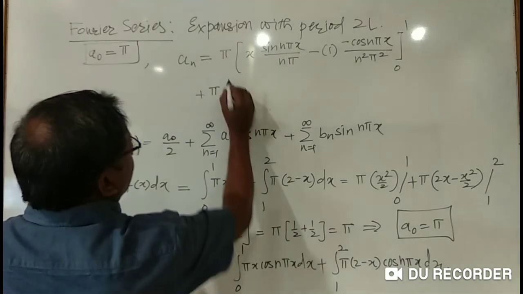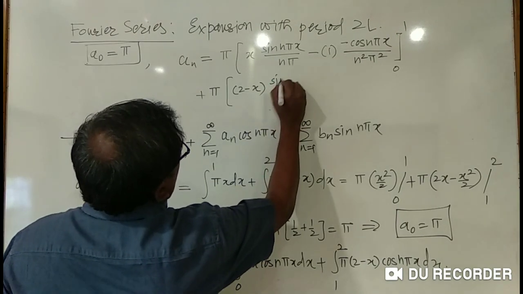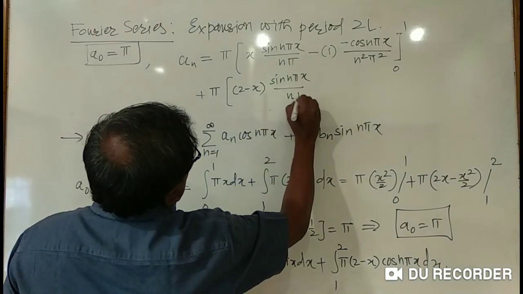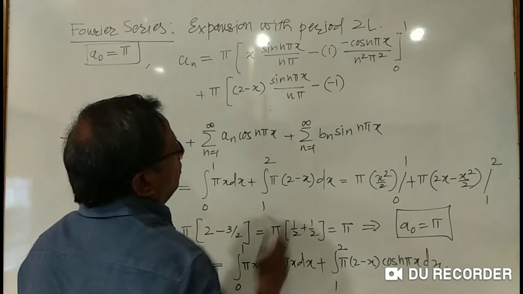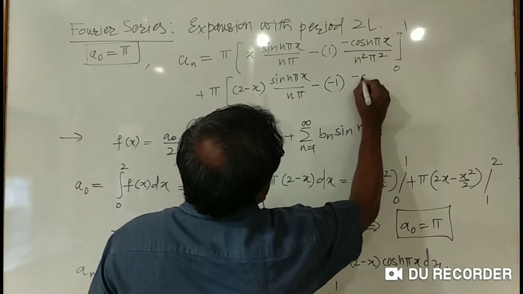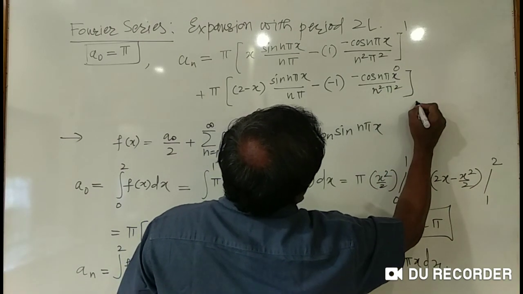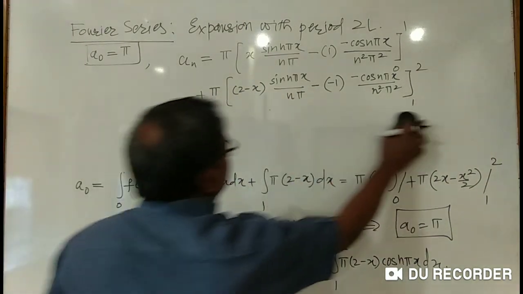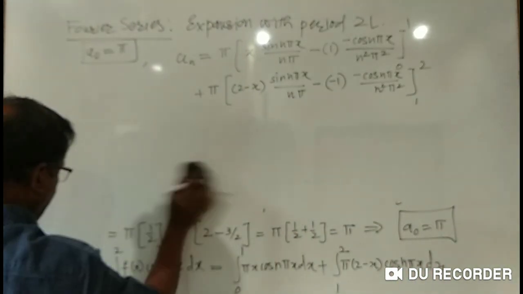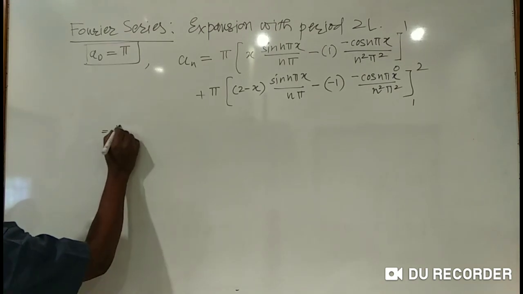Plus the next term, pi you can take outside. First function 2 minus x, integral of cos n pi x is sin of n pi x by n pi, minus derivative of this, which is minus 1, integral of sin n pi x is minus cos n pi x upon n square pi square. This is within the limit 1 to 2. Substituting the limits and simplifying.